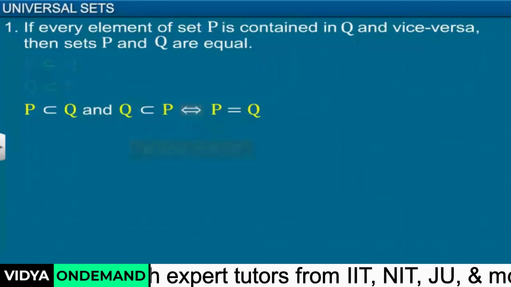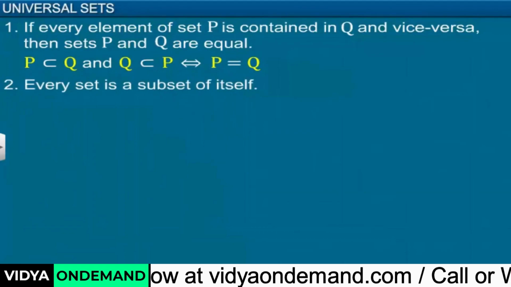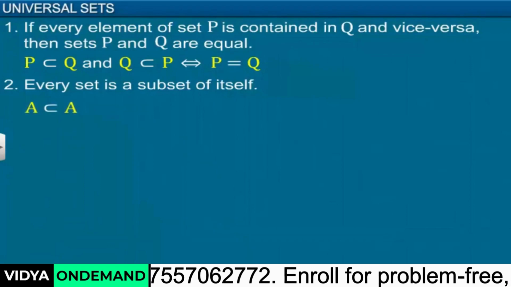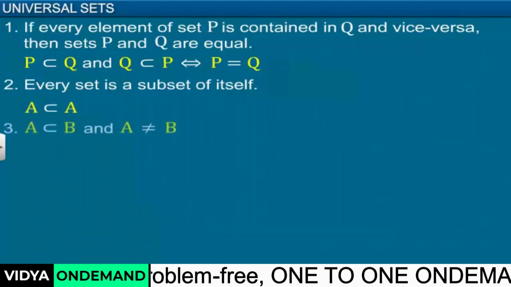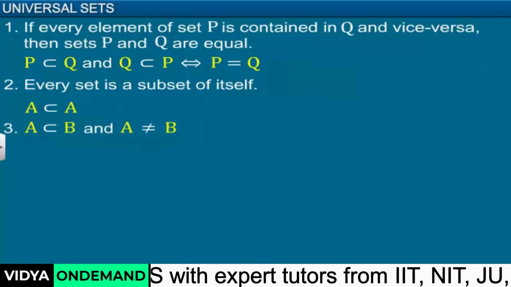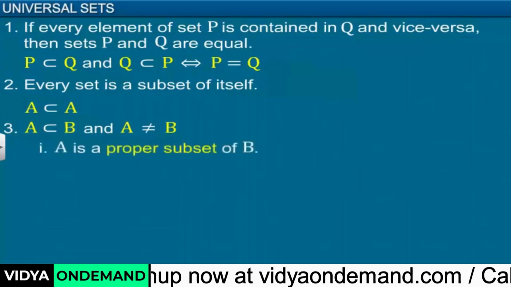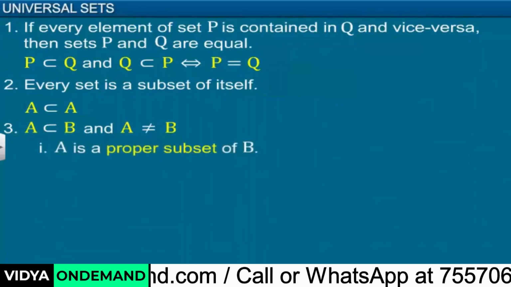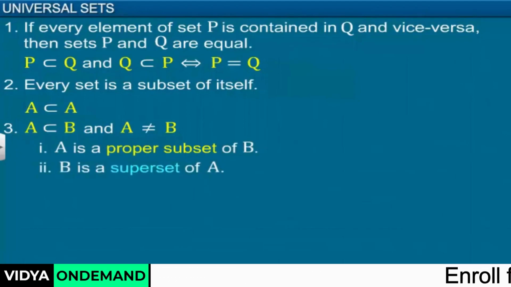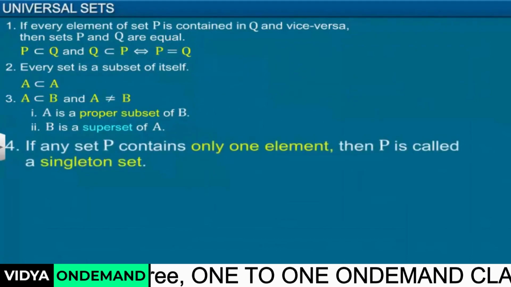The next observation is that every set is a subset of itself. This is symbolically written as shown. The third observation is that if a set A is a subset of B and A is not equal to B, then A is called a proper subset of B and B is called the superset of A. If any set P contains only one element, then P is called a singleton set.